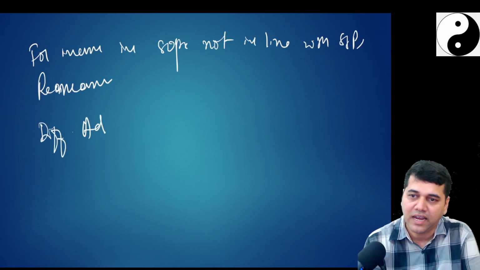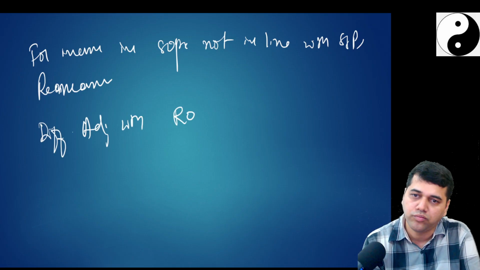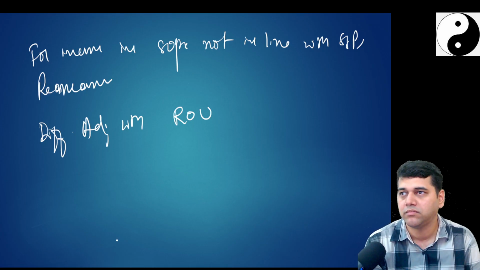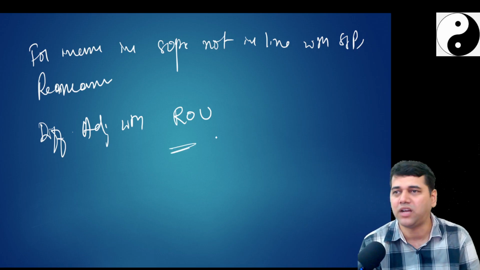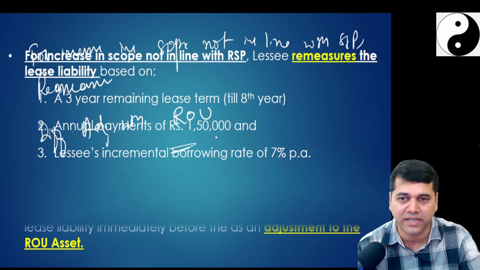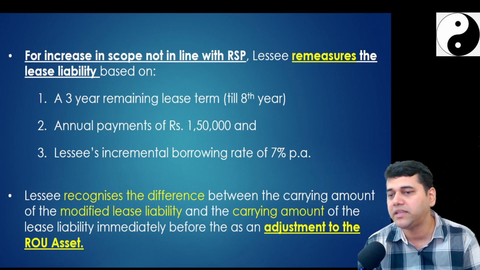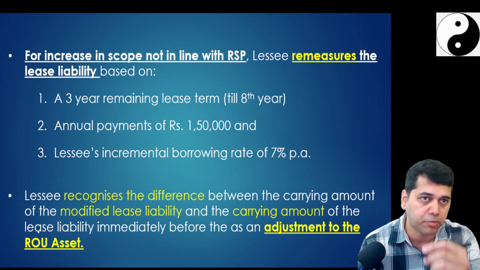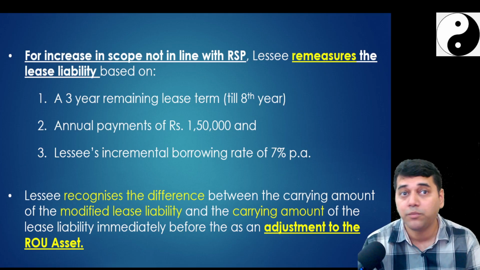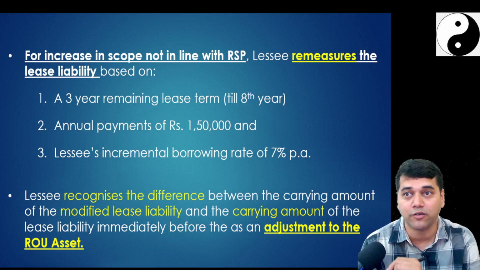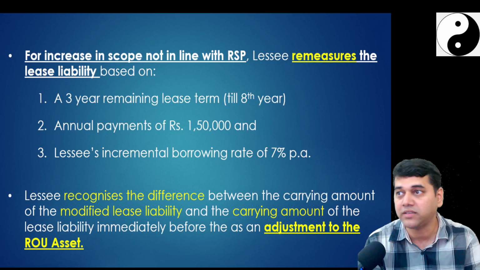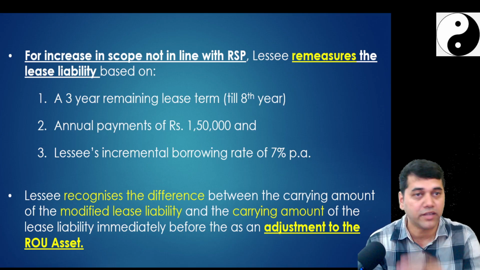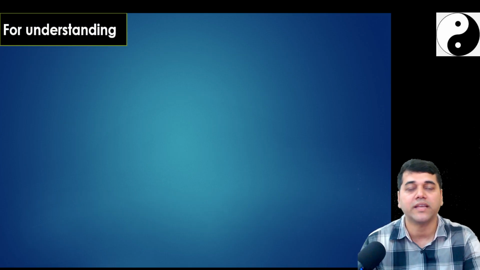Difference, adjust with ROU. No P&L. Previously, the difference was adjusted with the P&L. Here, the difference is adjusted with the ROU. I am giving a shortcut version for our practice sake here in the classroom. But in the examination, I hope you will write a proper detailed theory. Why? Because the study material will say how modification is accounted. In the examination question, they will ask you to analyze how the modification is accounted. So you have to explain that. It's not a calculation. Okay.